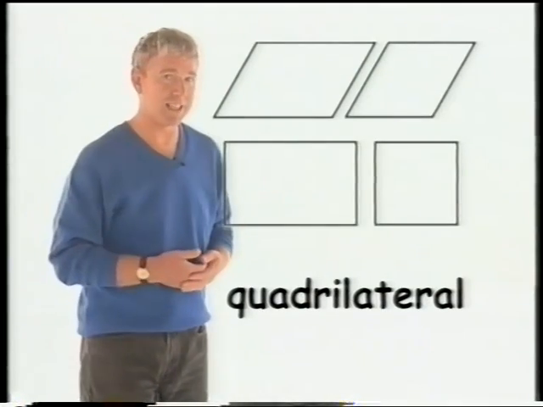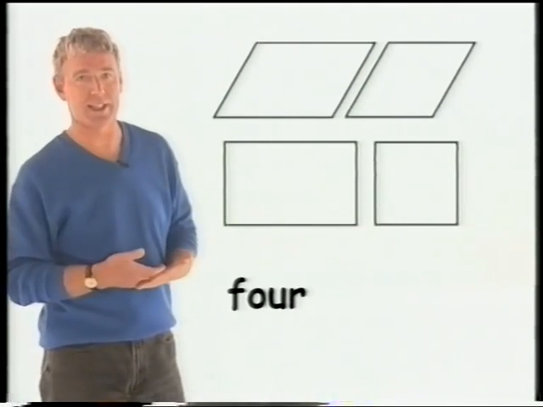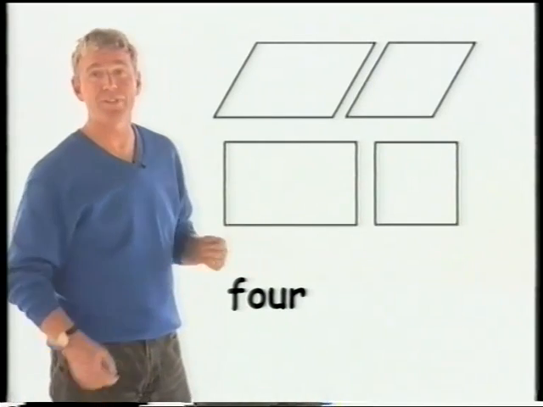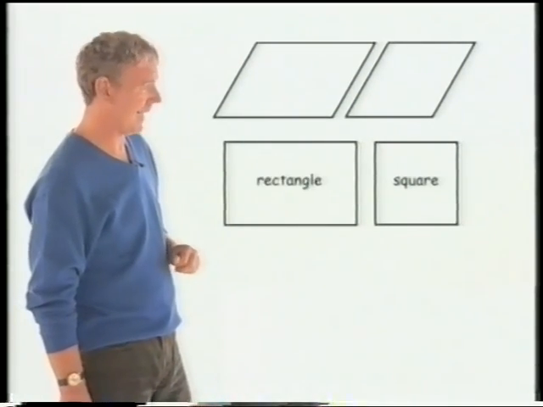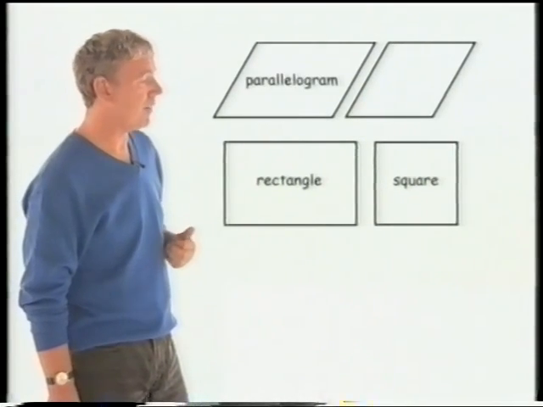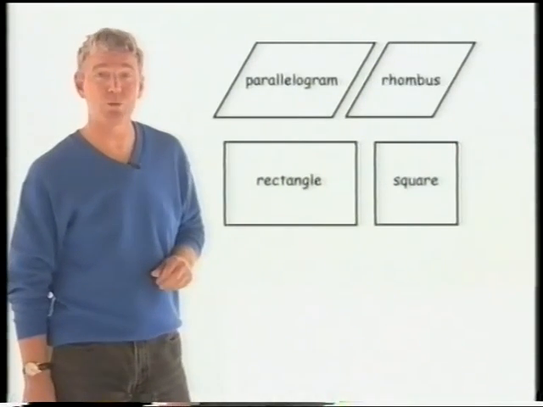Well, here are some quadrilaterals, and they all have 4 sides. They also have names of their own, like square, rectangle, parallelogram, and rhombus.